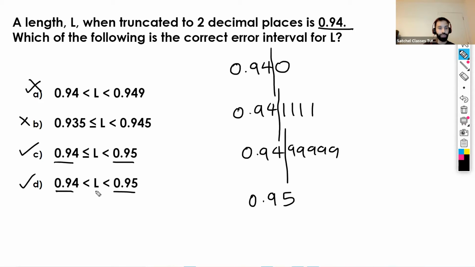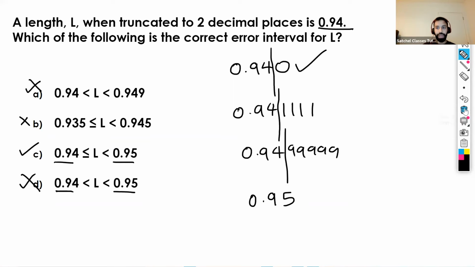However, what about the notation then? Can the length be equal to 0.94? Well, here we established that it can be. So this is the correct notation because the length is greater than or equal to 0.94. So as we write our bound, the length is anything between, including 0.94, all the way up to 0.95, but not including 0.95 itself. So C would be the correct answer here.